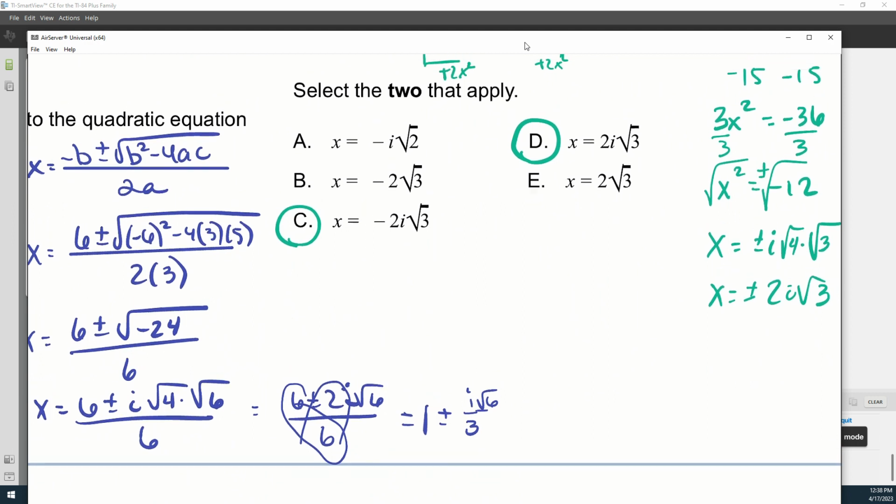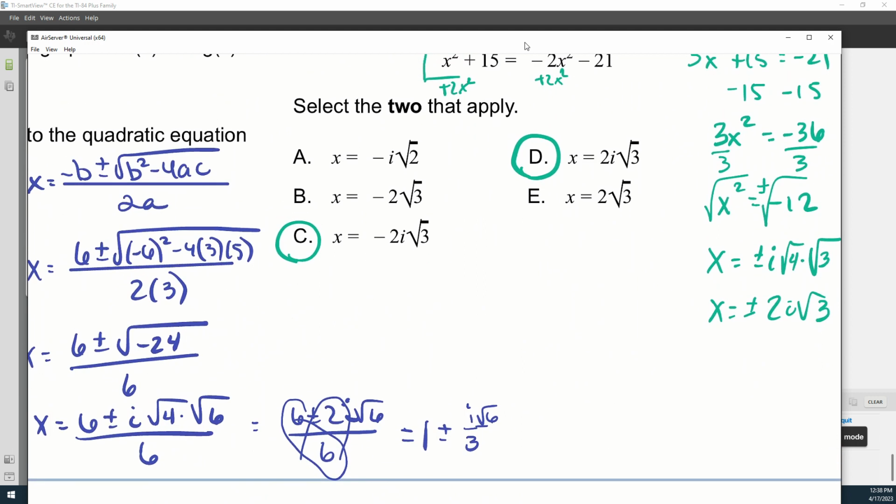Okay. And then to save on time, if negative 2i square root of 3 works, then positive 2i square root of 3 will also work. Like those answers come in pairs. Same thing with these. If this one is going to work, the one that's like it, but the opposite, is also going to work. So you can just check one of them. If one of them works, they both do.